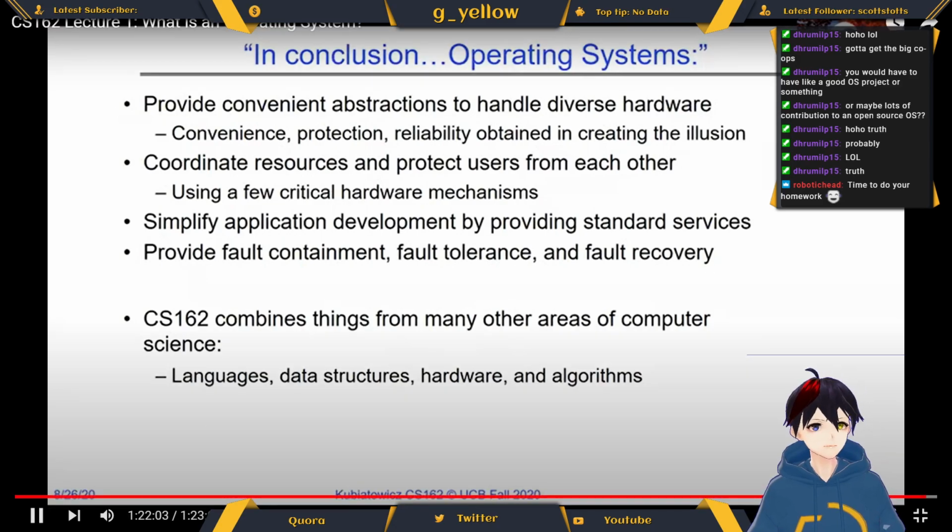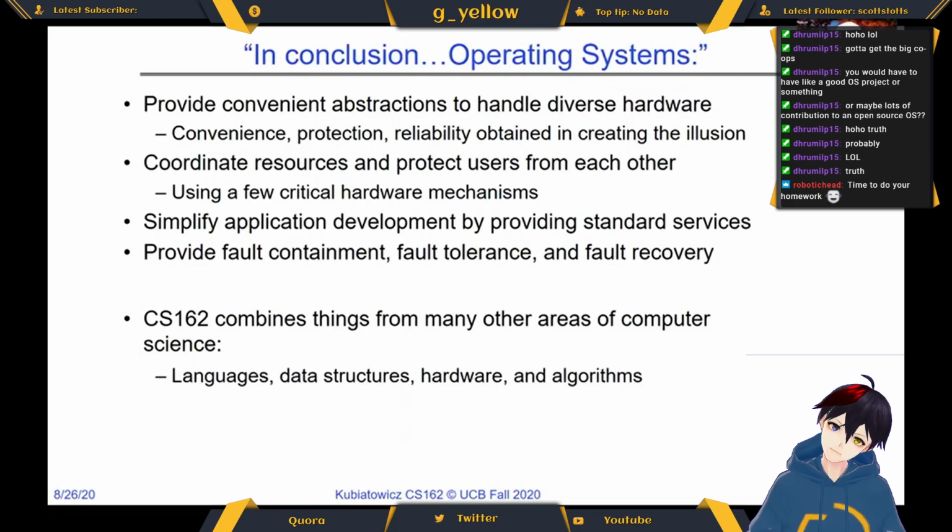So in conclusion, to end today's lecture, operating systems provide a convenient abstraction to handle diverse hardware: convenience, protection, reliability, all obtained by creating this illusion for the programmer. They coordinate resources, protect users from each other, and there are a few critical hardware mechanisms like virtual memory, which we briefly brought up and will talk about, that help us with that. It simplifies application development with standard services and gives you fault containment, fault tolerance, and fault recovery.